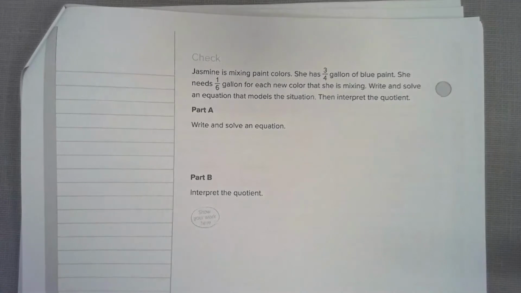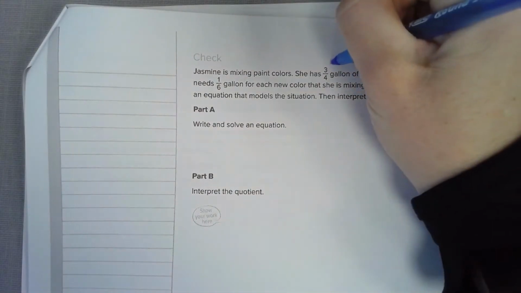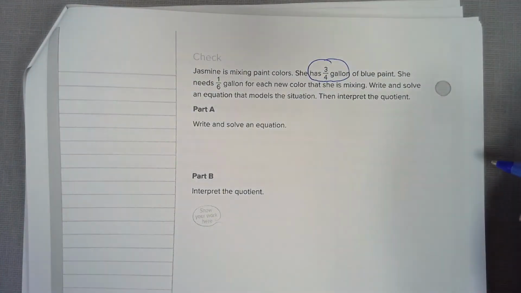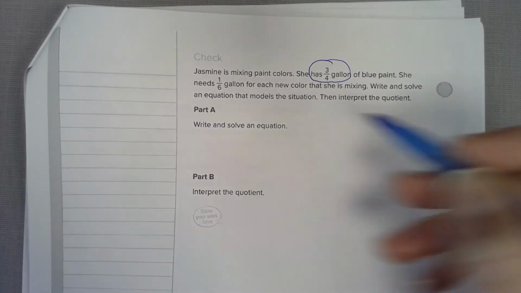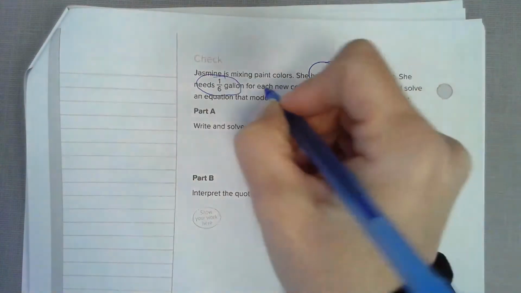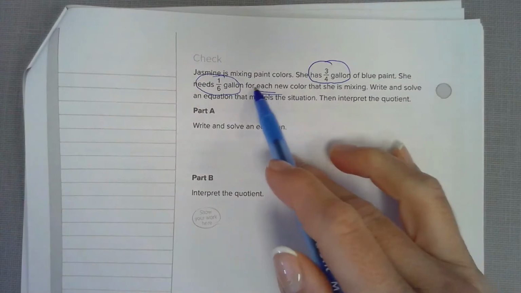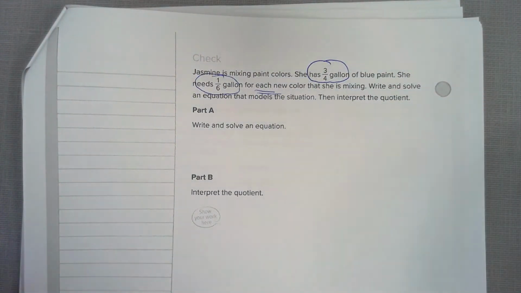Jasmine is mixing paint colors. She has 3/4 gallon of blue paint. Let's circle that. She has 3/4 of a gallon. That's always the first number in the division problem. She needs 1/6 of a gallon for each new color that she is mixing. So "each" is an indicator that we're going to be dividing these 2 numbers.